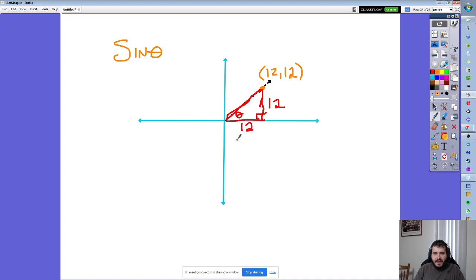So let me do that now. Sine is opposite over hypotenuse. Well, I know the opposite side, that's 12. But I don't know the hypotenuse. That's not 12. That's this side over here. So, in order to do everything right, I need to use the Pythagorean theorem. So I know a squared, I know b squared. I need to find the hypotenuse here. So we got 144.